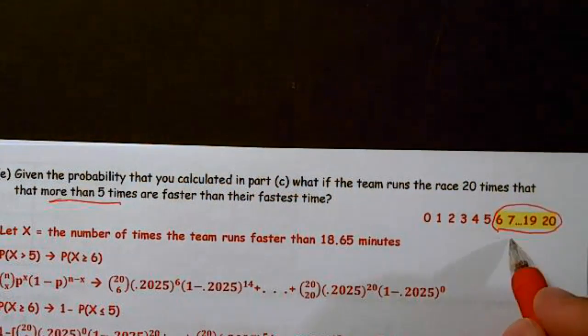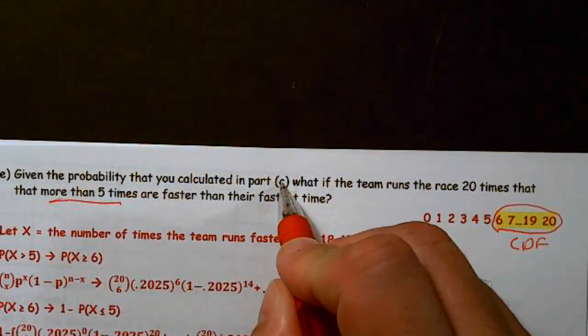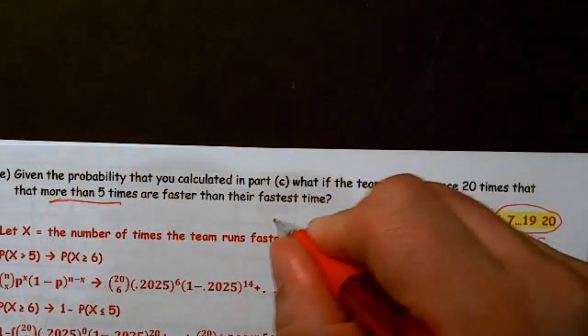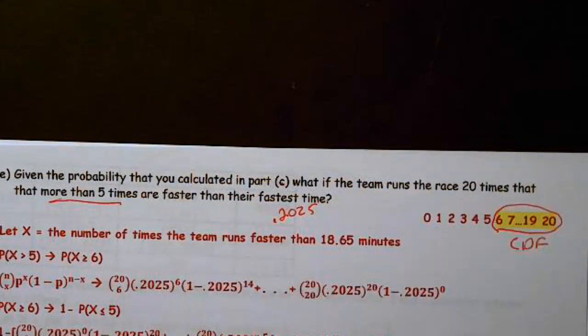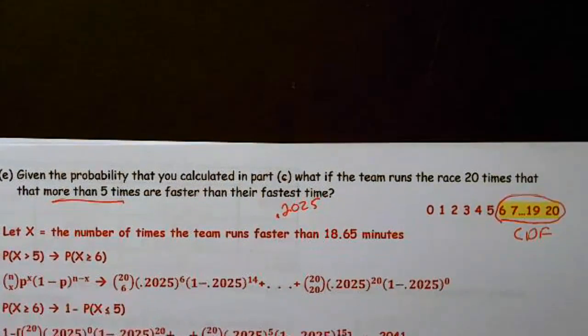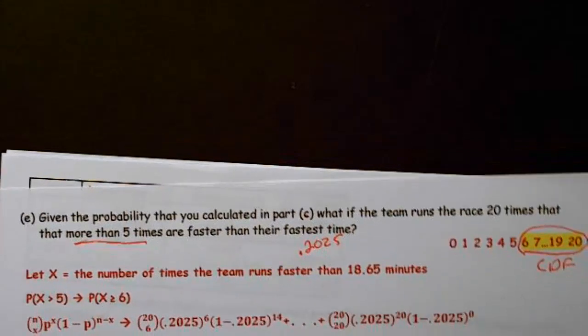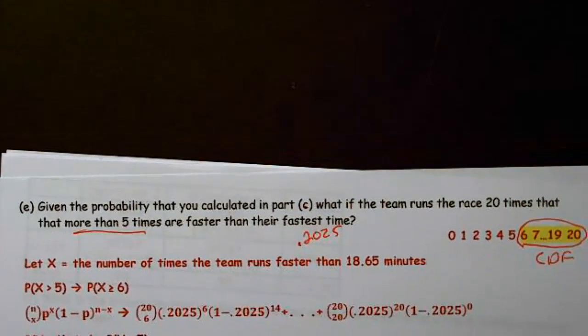So I have more than one value, so I know I'm working with the CDF. Once again, I said use the probability we calculated in part C. Well, that probability was the 0.2025, because that's the probability that they run the race once and do so faster. And here we're saying, hey, we run it 20 times. What's the probability that we have 6 or more that are faster than the 18.65? So we want the probability that X is greater than 5, which is the same as saying the probability is 6 or more.